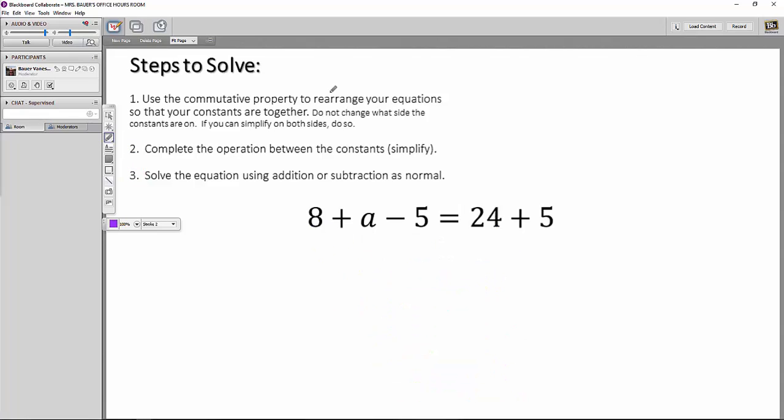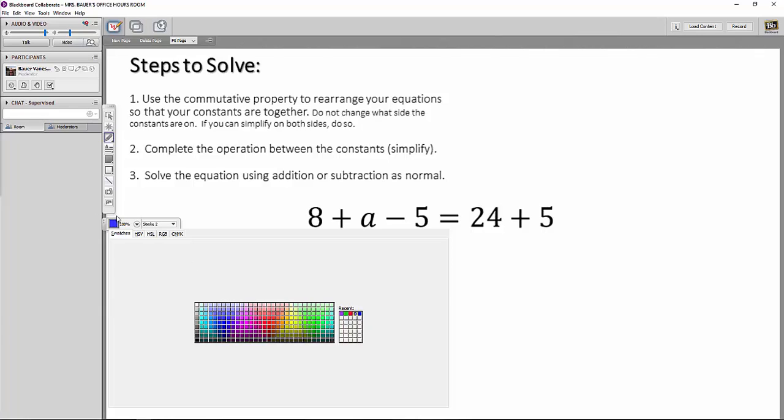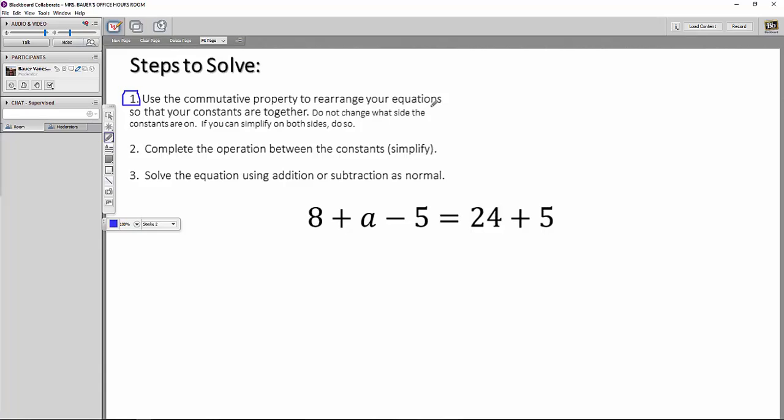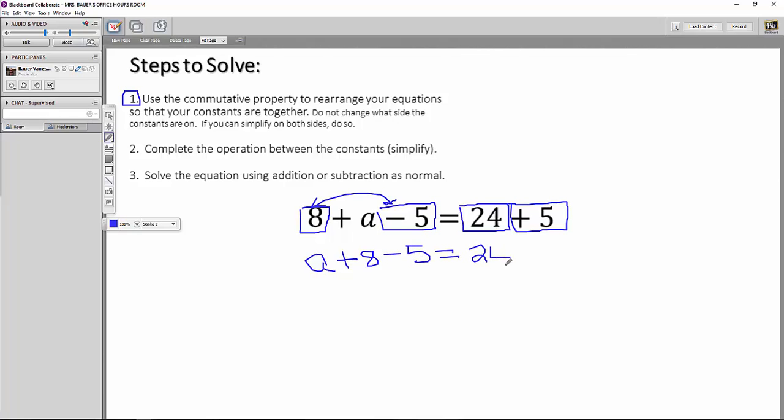Another example. Here's where we might have constants that we can simplify on both sides. Step number 1, use the commutative property to rearrange your equations so that your constants are together. Don't change what side they're on, and if you can simplify on both sides, do so. I have a constant here, here, here, and here. I'm going to rearrange my equation so that my 8 and my 5 are together. A is by itself, I'm going to bring it out front. Positive 8 gets addition. Negative 5 keeps its subtraction. I haven't done anything on my right side of the equation because 24 and 5 are already next to each other. I'm going to go ahead and leave that alone.